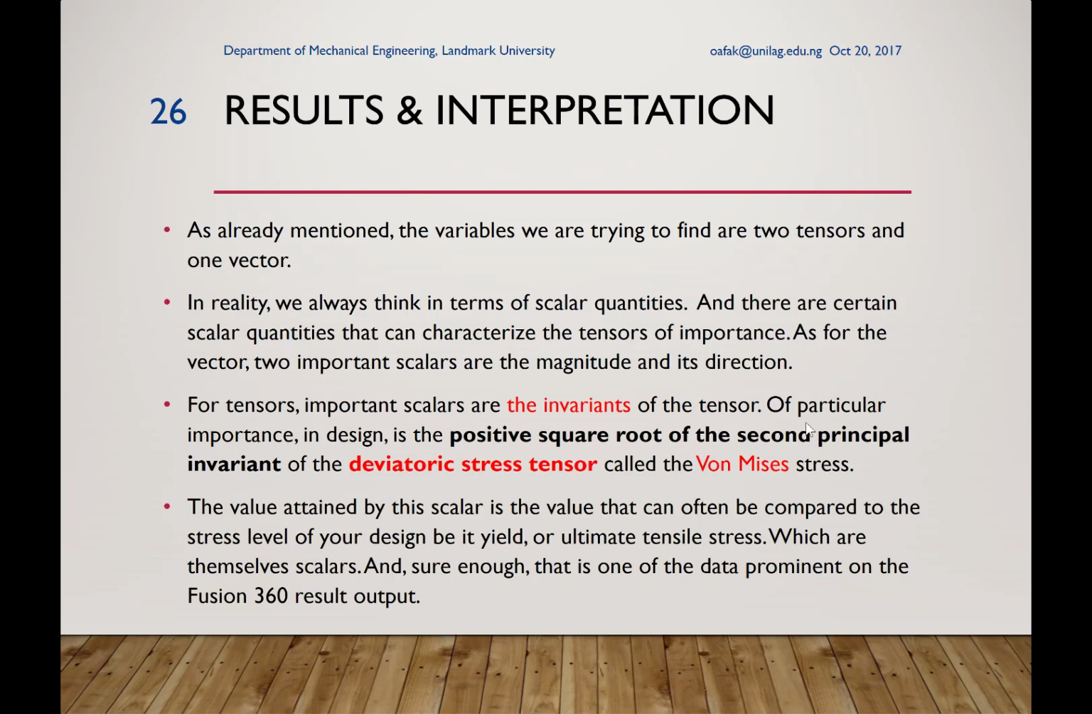Now, results and interpretation. As already mentioned, the variables we are trying to find are 2 tensors and 1 vector. In reality, we are usually thinking only in terms of scalar quantities. Now, there are certain scalar quantities that can characterize the tensors of importance. As for the vector, as you know, for any vector, there are 2 important scalars, and these are its magnitude and its direction.